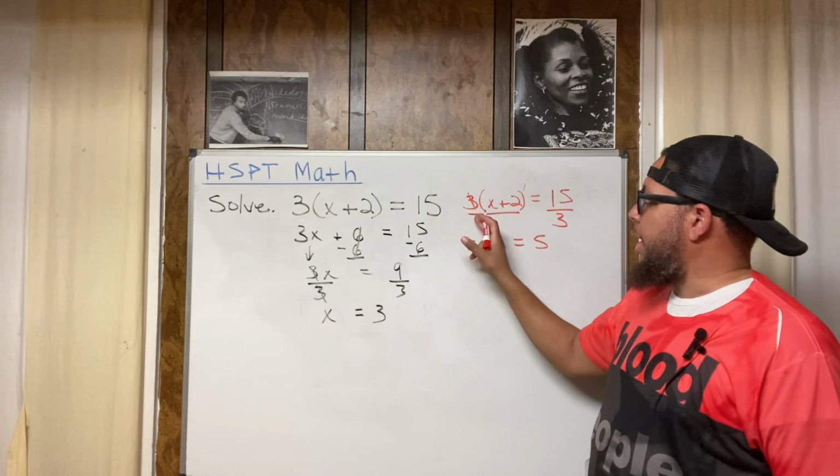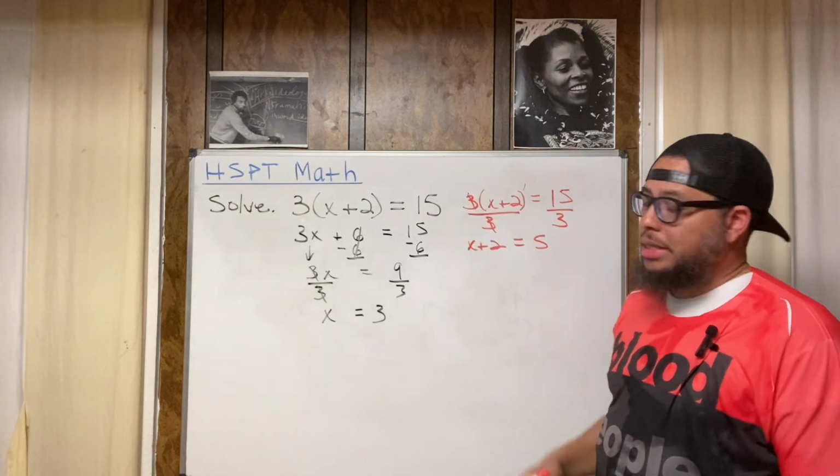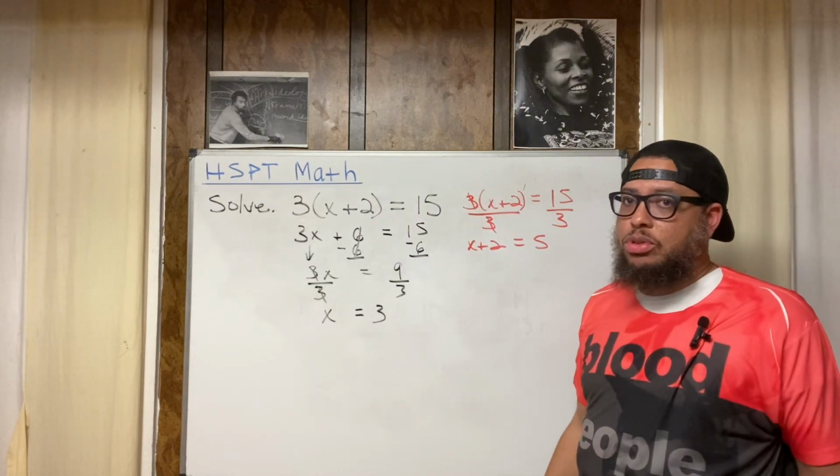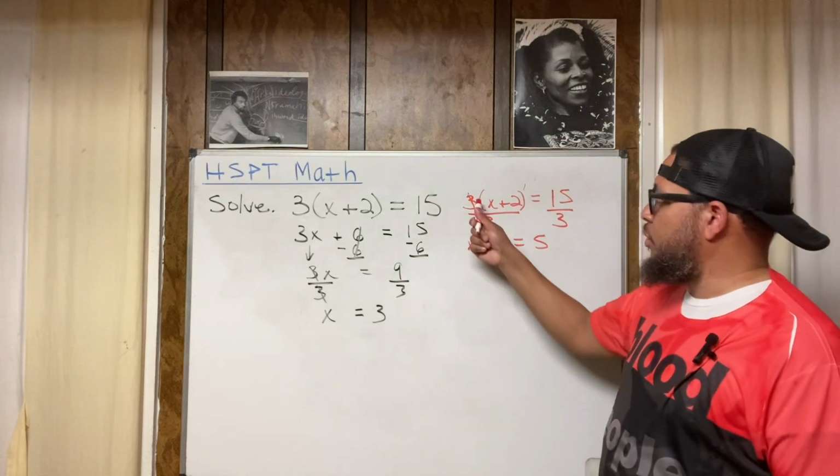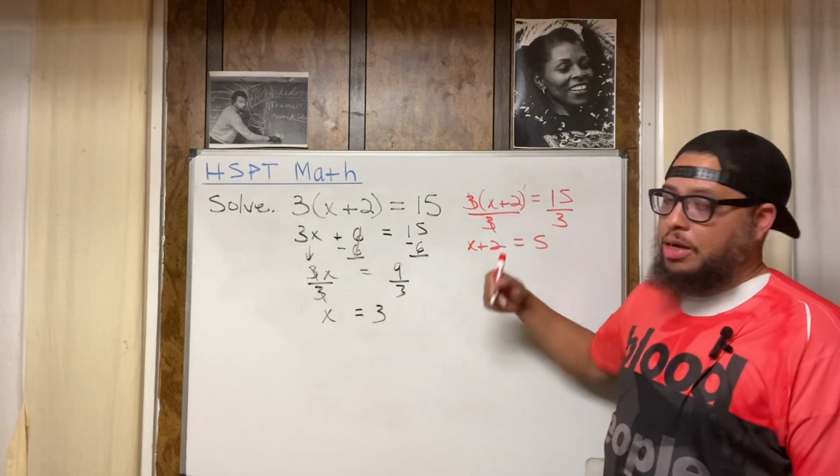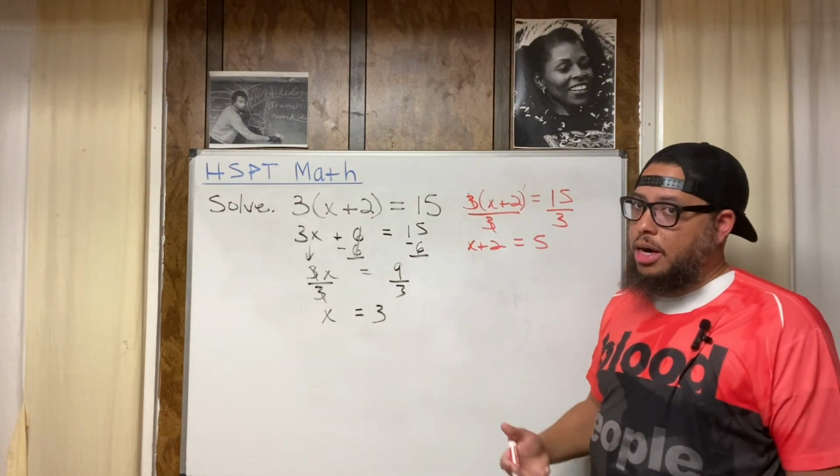And also, when I don't have any number outside of the parentheses, I don't need the parentheses no more. That's something else too. You don't need the parentheses if there's no number written outside of the parentheses being multiplied by that quantity. All right, keep that in mind.